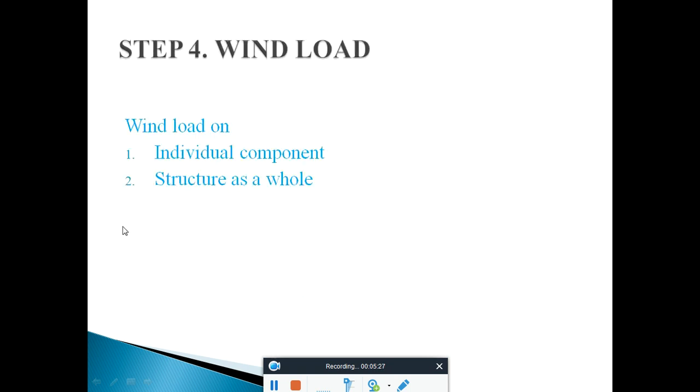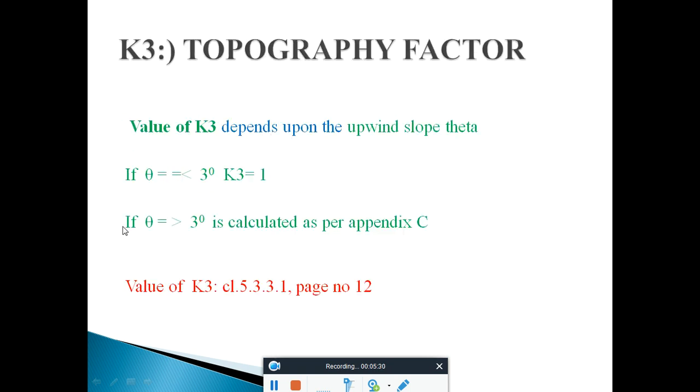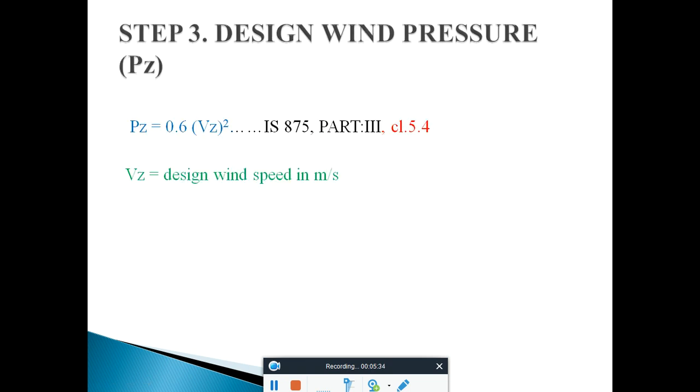Or here you can find out the value of K3 on page number 12. Okay, now step 3, we have completed 2 steps. Now step 3 is design wind pressure, whose formula is very simple. Pz is equal to 0.6 into Vz square.